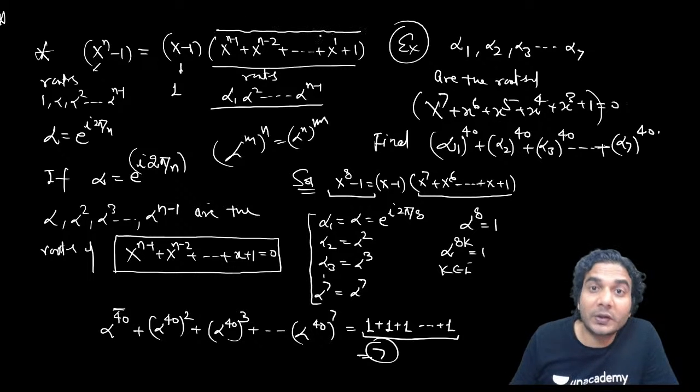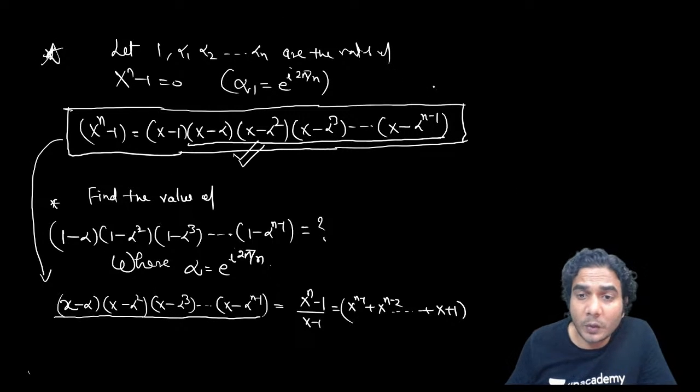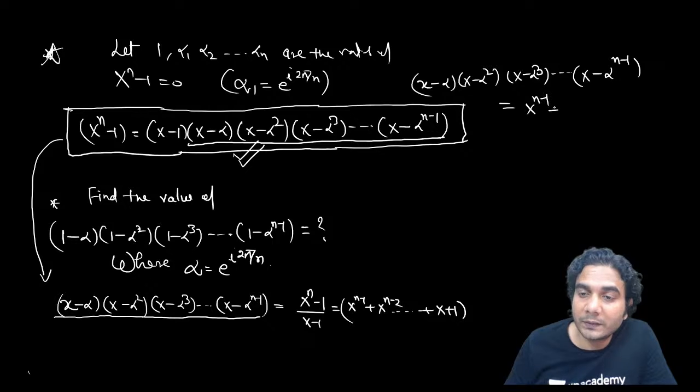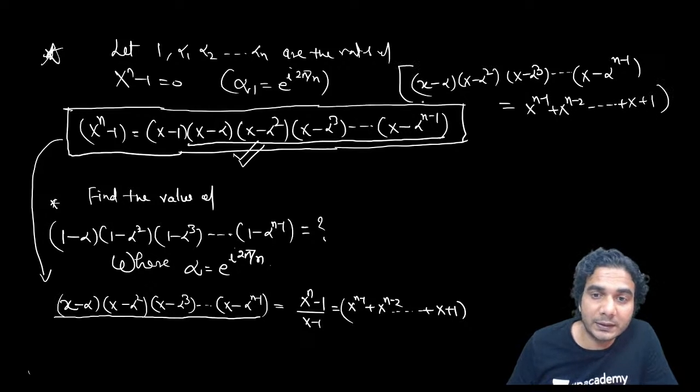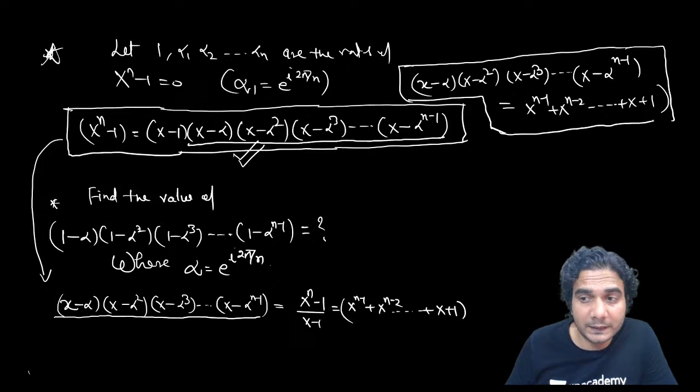So this will be the product of n minus 1 factors, leaving the factor of x minus 1. All right. So yes, obviously you can write x minus alpha into x minus alpha square, x minus alpha cube, and so on up to x minus alpha raised to n minus 1 as x raised to n minus 1 plus x raised to n minus 2 plus so on up to x plus 1. Yes, you can use this. If you don't want to take this factor of x minus 1, then just leave that factor, and the product of the remaining n minus 1 factors will be this n minus 1th degree polynomial.